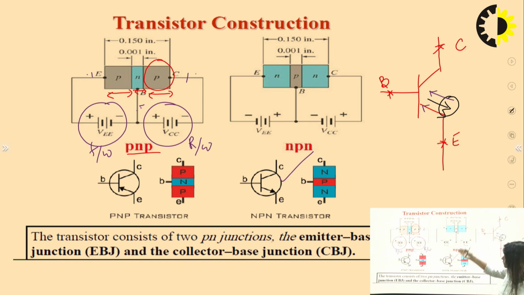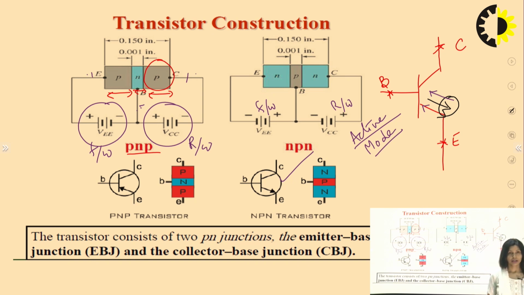Similarly here, for the NPN transistor, this N is connected to the negative terminal of the battery and this P type is connected to the positive, making it absolutely forward, and here we are making it reverse bias. This forward-reverse is always the active mode. The transistor consists of two PN junctions, the emitter-base junction and the collector-base junction, and depending on the biasing of these two junctions, the transistor operates in various modes. If it is reverse and forward, then the transistor is in the reverse mode of operation.